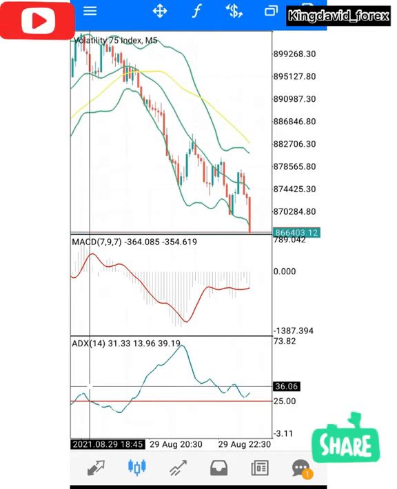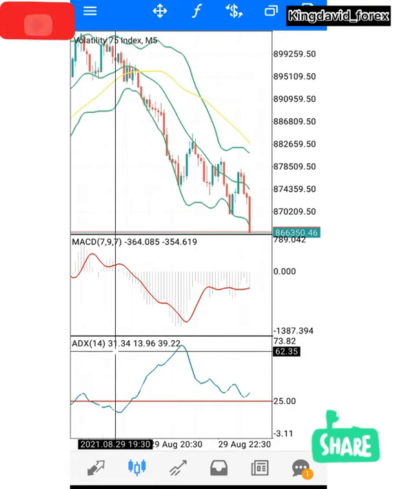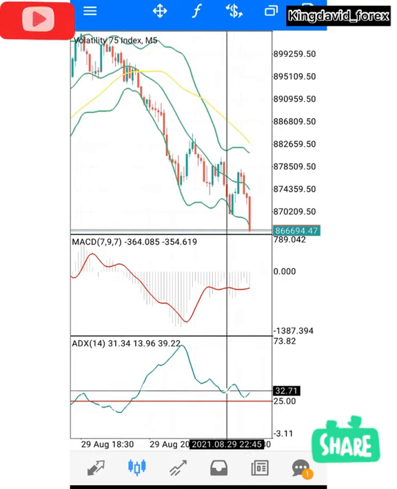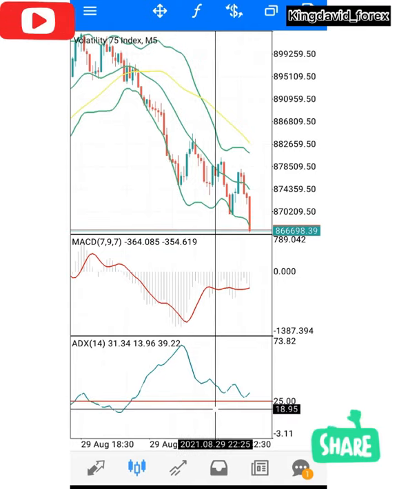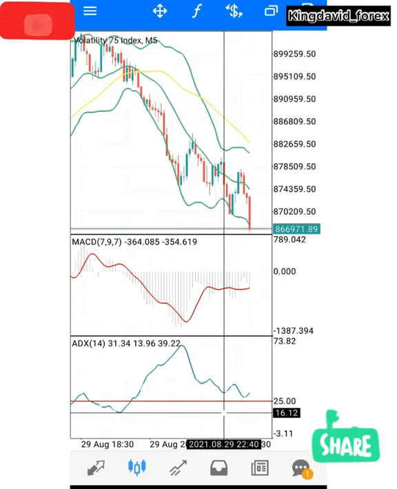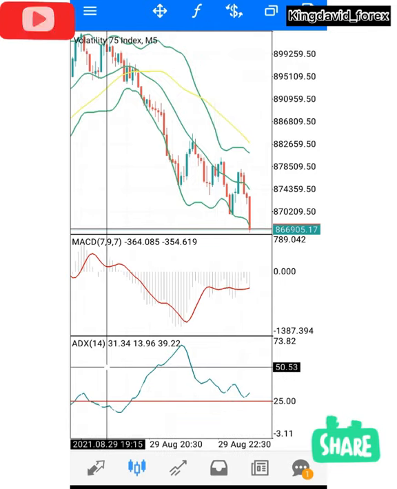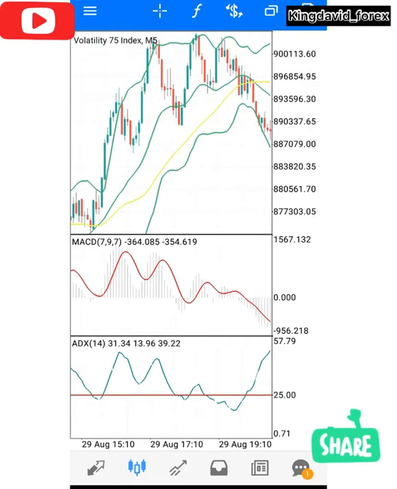A market that is consolidating, a market that is not too sure to either place a buy or sell, perhaps when the buyers and sellers are having equal momentum, so the market tends to fluctuate and consolidate. So this ADX is a very powerful indicator to determine when the market is consolidating. This majorly applies to volatility and step index and also currency pairs.